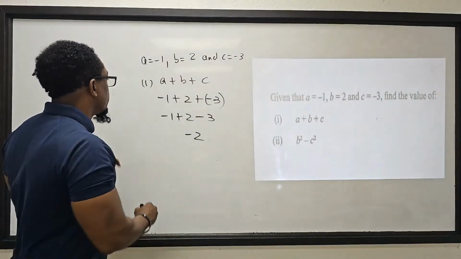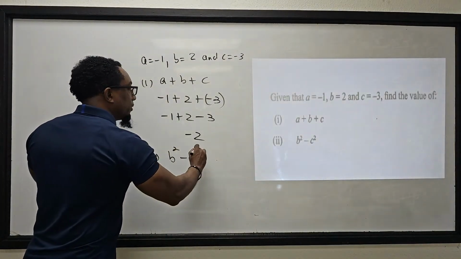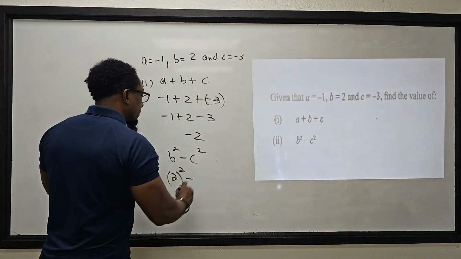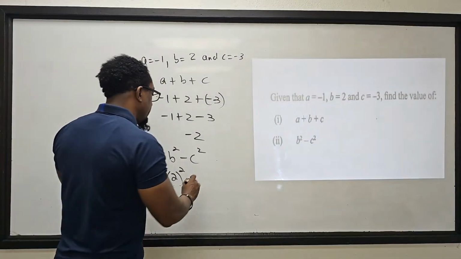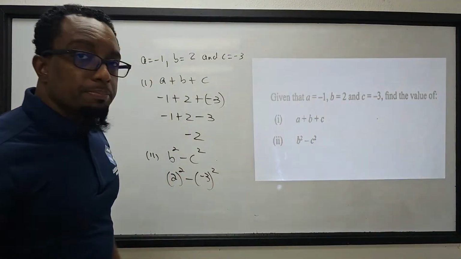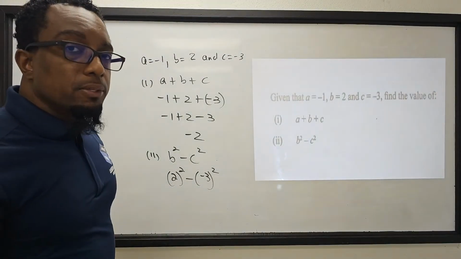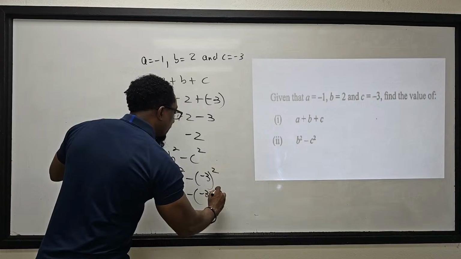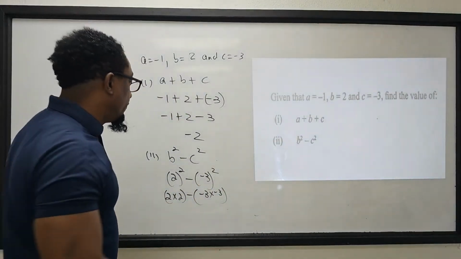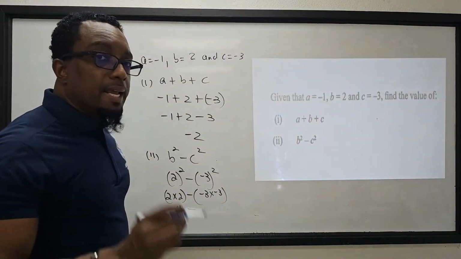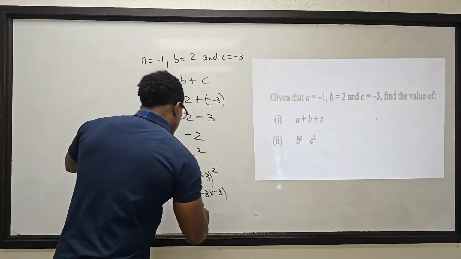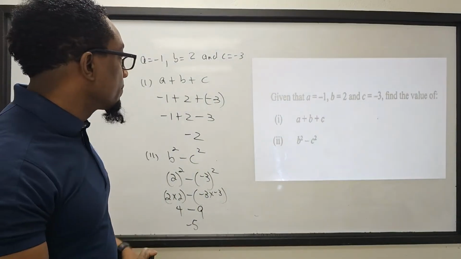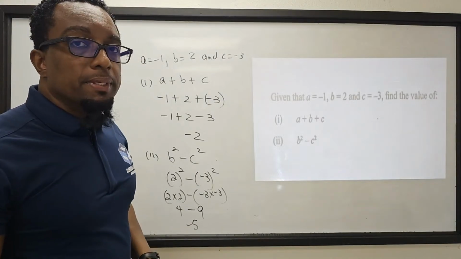Let's look at part 2. B squared subtract c squared. I'm going to replace b with 2 in brackets squared. Subtract, I'm going to replace c with negative 3 in brackets squared. Showing the substitution. 2 squared is 2 by 2, which is 4. Subtract negative 3 squared, negative 3 by negative 3. 2 by 2 will be 4. Subtract negative 3 by negative 3 is positive 9. And 4 subtract 9 will give me negative 5. Okay? So replacing those variables with the numbers given.